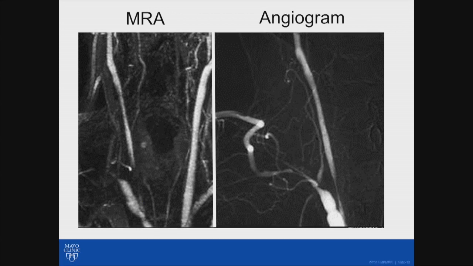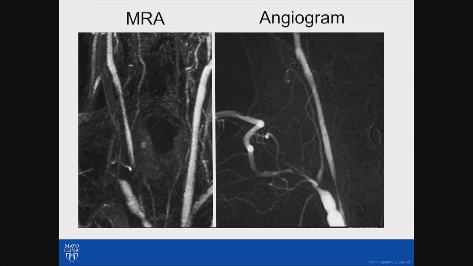MRA stands for MR angiogram, meaning we're using the MRI to show us the blood vessel, and you're seeing very similar findings here. So a normal blood vessel on this side and a narrow blood vessel on this side, very similar to what was obtained by the angiogram. And again, there's narrowing here and narrowing here. So these tests are very helpful at showing us, is there narrowing in the blood vessel?